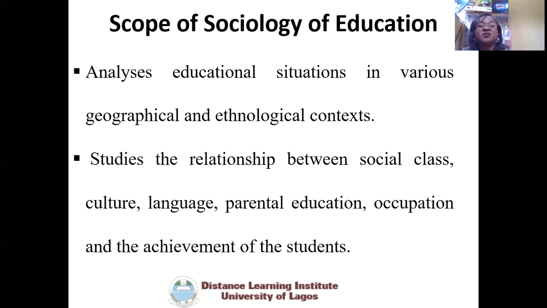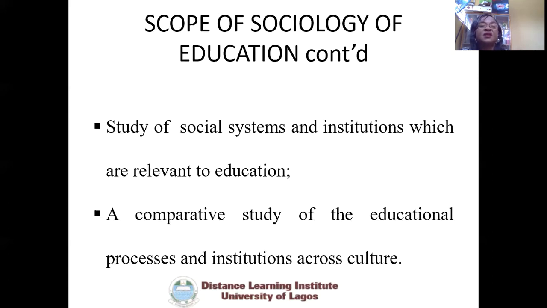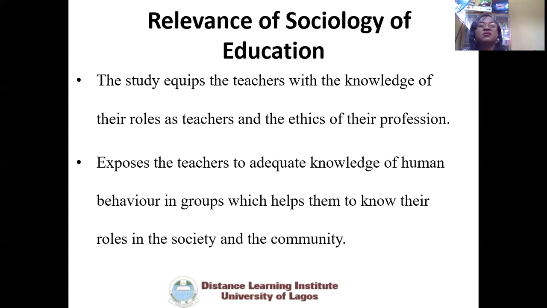The scope of sociology of education includes analysis of educational situations in various geographical and ethnic contexts. It studies the relationship between social class, culture, language, parental education, occupation, and the achievements of students. It studies the role and structure of school, peer group, as well as the personality of students. It studies educational concepts which have social relevance, including social groups and associations within the school system. It studies social systems and institutions which are relevant to education. It's also a comparative study of educational processes and institutions across cultures.